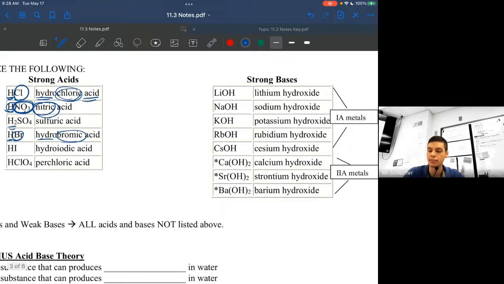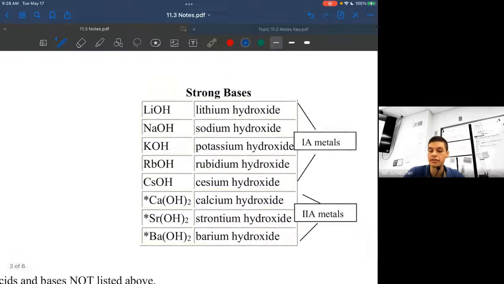Notice here that the strong bases, or just bases in general, tend to have OH in them. We learned about chemical naming last semester, and we said this stuff was called hydroxides. We just had the element name in front and then hydroxide at the end. So LiOH, that's lithium hydroxide. Something like KOH would be potassium hydroxide.